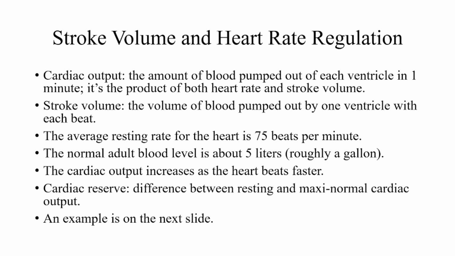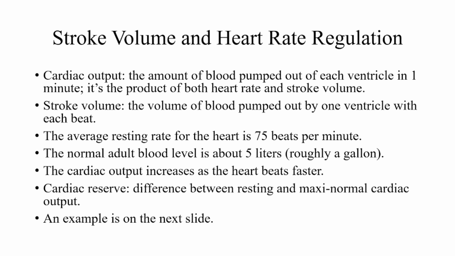Alright, so now we're going to talk about stroke volume and heart rate regulation. There's something called cardiac output, and this is the amount of blood that's pumped out of each ventricle in 1 minute. It's the product of both heart rate and stroke volume. Stroke volume is the volume of blood pumped out by one ventricle with each beat. The average resting rate for the heart is 75 beats per minute, and the normal adult blood volume is about 5 liters, or roughly a gallon.